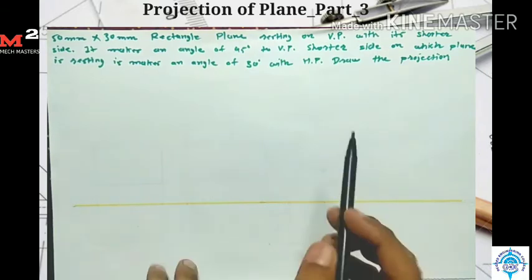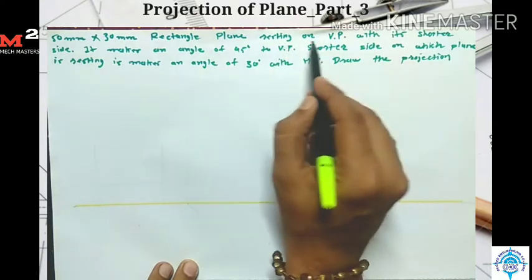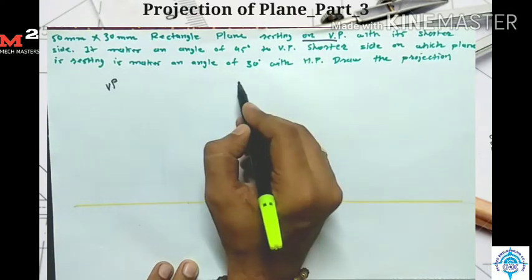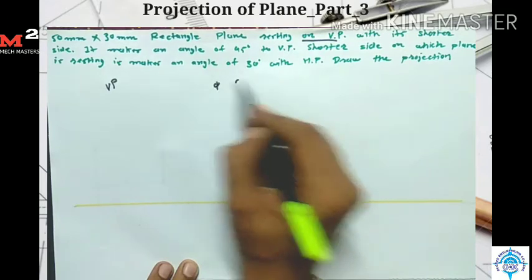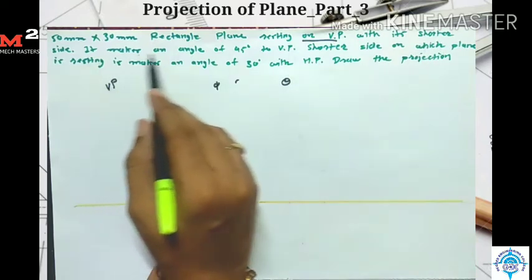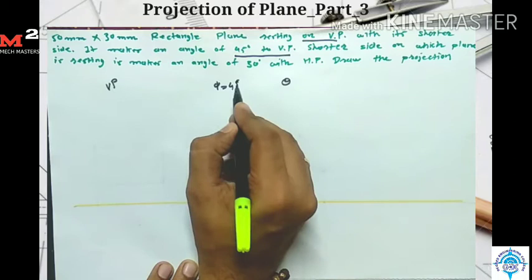Okay, let's solve this problem. Given a 50 mm by 30 mm rectangle plane resting on the VP. Here the plane is resting on VP, so the first stage is for VP, the second stage for phi, and the third stage for theta. With its shorter side, it makes an angle of 45 degrees to the VP, so phi is equal to 45 degrees.